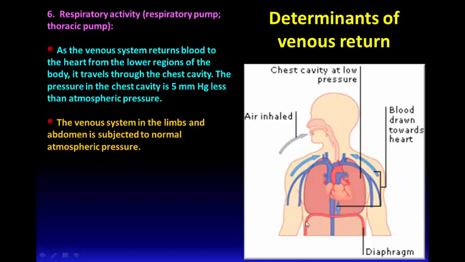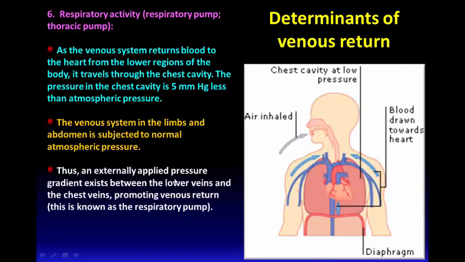The venous system in the limbs and in the abdomen is subjected to the normal atmospheric pressure. Hence, an externally applied pressure gradient exists between the lower limbs and the chest veins, and this promotes venous return. This is known as the respiratory pump.